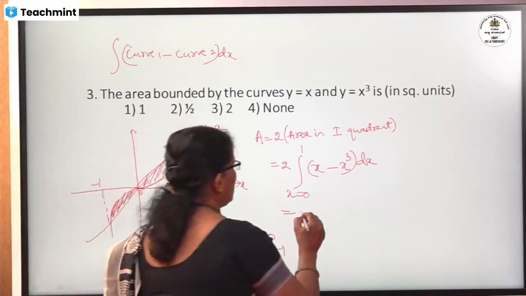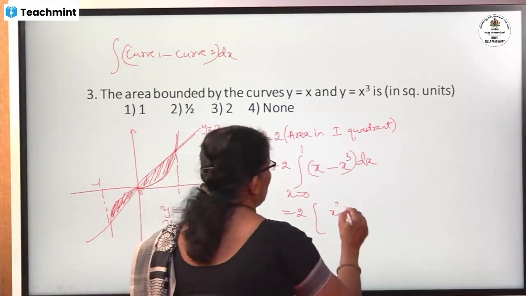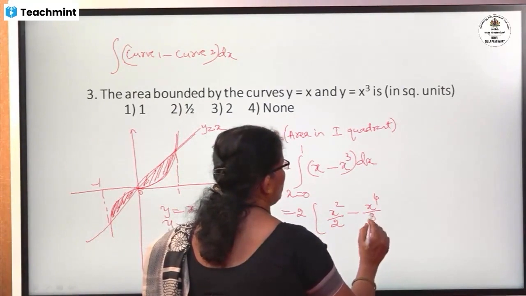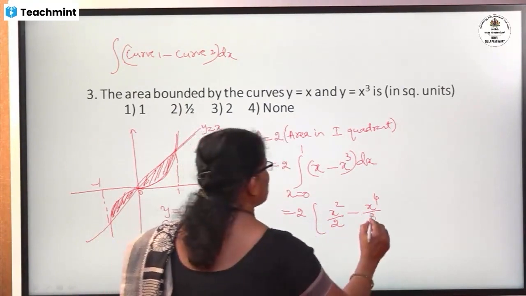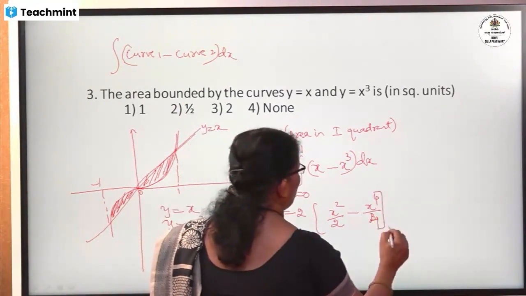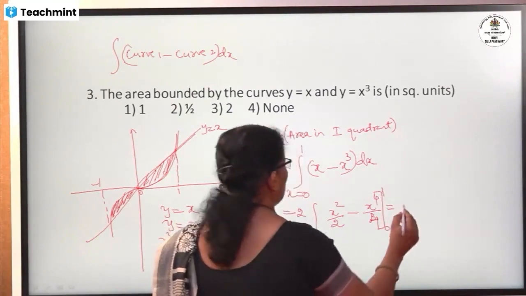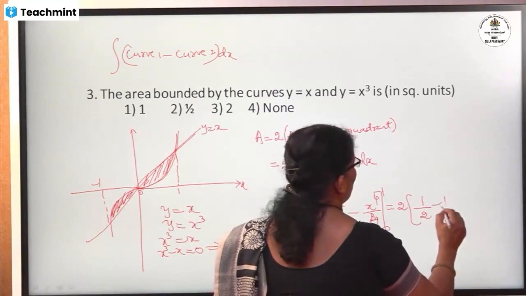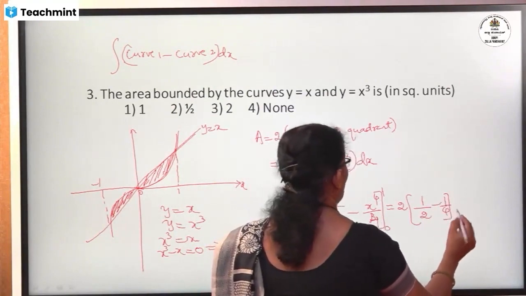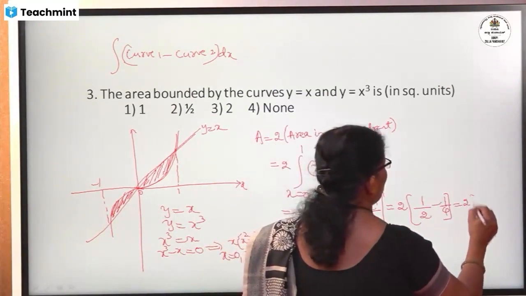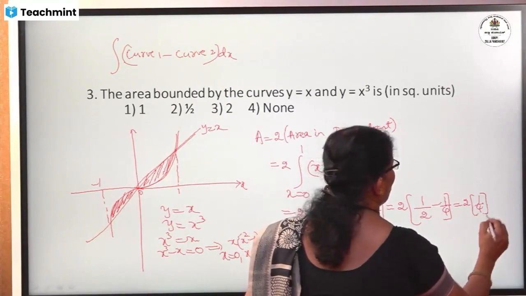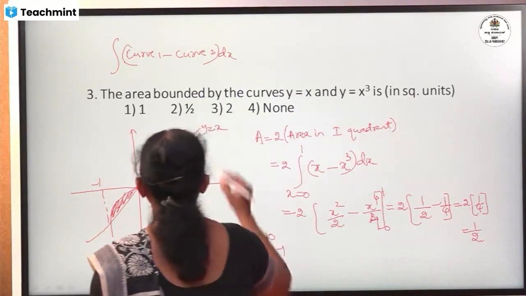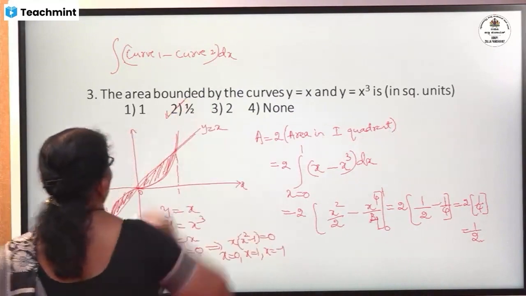Now what is the integral of x? It is x squared by 2. What is the integral of x cube? It is x power 4 by 4, from 0 to 1. So what I get is 2 into 1 by 2 minus 1 by 4. Half minus 1 by 4 means 1 by 4 remains, and the value is half. That is the second option.